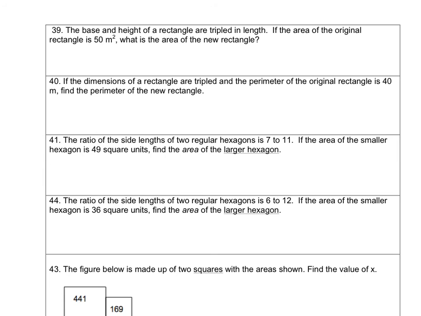Alright, on this next one it says the base and height of a rectangle are tripled in length. That's probably going to be a keyword. It's telling me the area, there's another keyword, area of the original is 50. What is the area of the new? Okay, we're going to start with our original area. So it's 50. Now, since it's area, you're thinking, and look right here, this is meters squared.